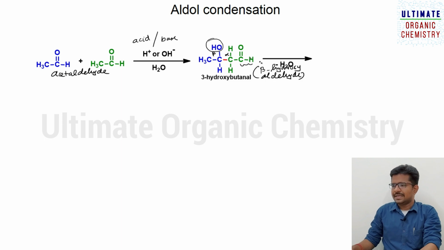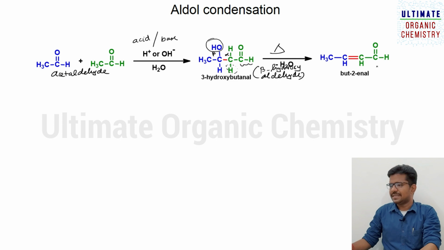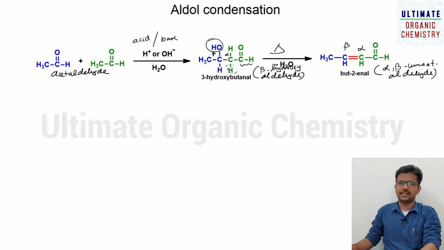Right. So now this beta hydroxy butanal, upon heating, will lose a water molecule. For example, the OH from here and the hydrogen from here eliminate as water. Upon heating, it forms a compound, but-2-enal. Right. So this is generally called an alpha beta unsaturated aldehyde. So this is the functional group and the next carbon is alpha, this is beta. So this is said to be an alpha beta unsaturated aldehyde. So this is an overall aldol condensation reaction.